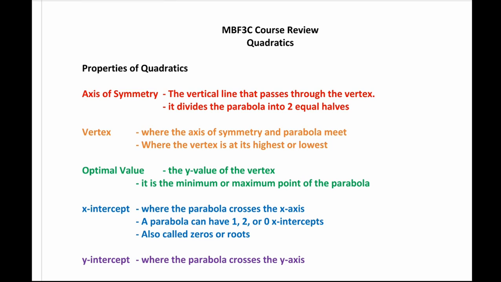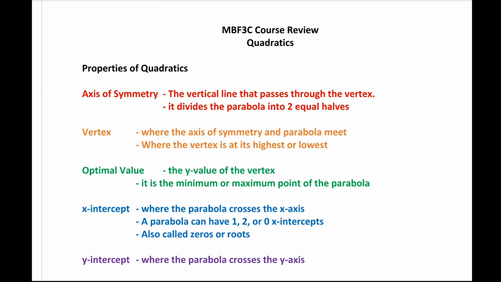So first is the axis of symmetry. This is a vertical line that passes through the vertex, and basically it's that imaginary line that divides your parabola into two equal halves. The vertex is where the axis of symmetry and the parabola meet. So again, that axis of symmetry, that vertical line that we talked about, is going to go through the vertex, and the vertex is at its highest or lowest. So that's where our parabola is highest or lowest.